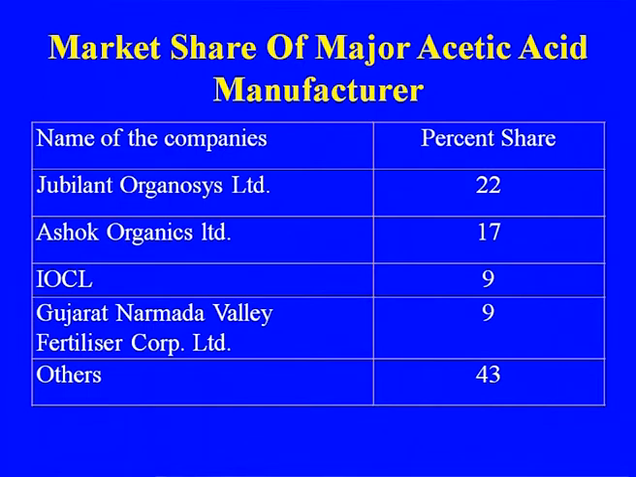This is the market share of the acetic acid manufacture. Jubilant is one of the major producers of acetic acid. Again, as I told you, this is not from the methanol route, they are making it from the ethanol route.